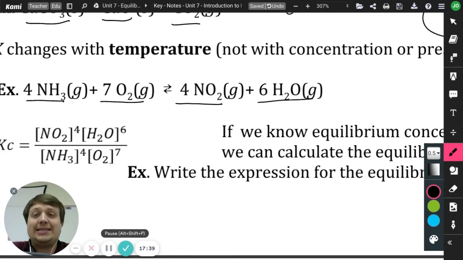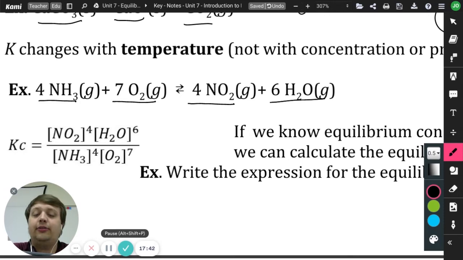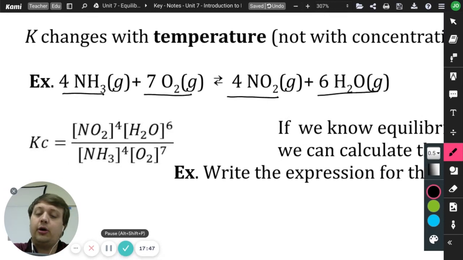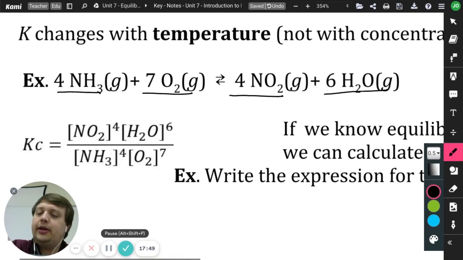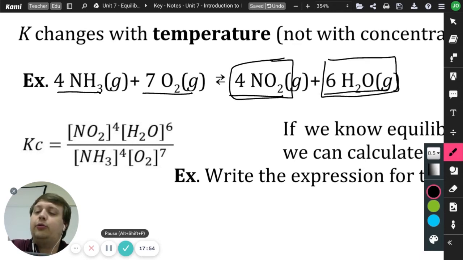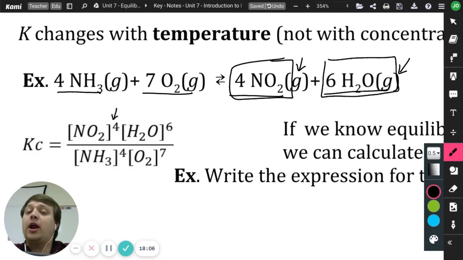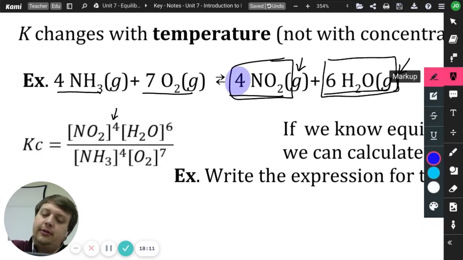Well, I know for my Kc, what I do is products over reactants. I do the concentration of my products over the concentration of my reactants. My products were NO2 and H2O. Both of those are gases, so we are going to use them both. So I've got NO2, and it's going to be to the fourth power. Why to the fourth power? Well, because I've got 4 as my coefficient.